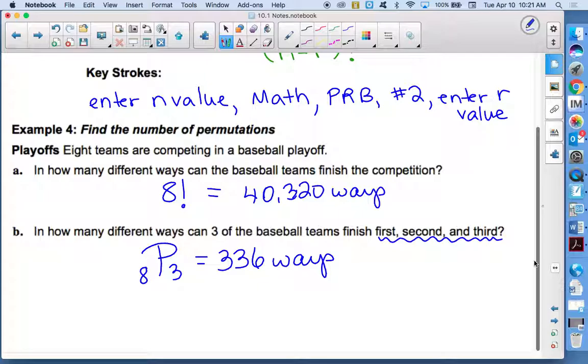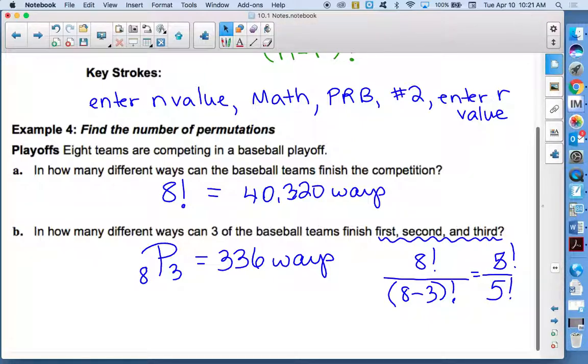If you don't have a calculator and you're using the formula, it says take 8 factorial, or n factorial, and divide that by n minus r, or 8 minus 3. So really you have 8 factorial divided by 5 factorial. You just expand out the 8, expand out the 5, and then cancel all your common pieces. Whatever's left will be your answer. So you don't have to have a calculator. It's not necessary, but it definitely is helpful.